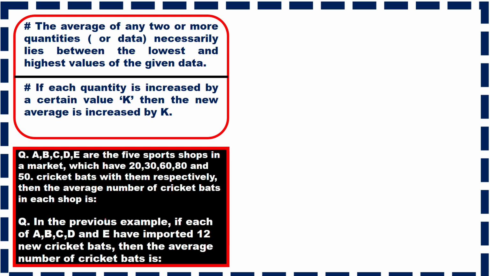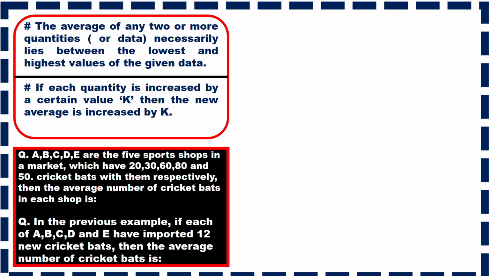So we will take an example here. And the second property of averages is, if each quantity is increased by a certain value, let's say k, then the new average is also increased by k. We'll take an example, so that you will understand better.